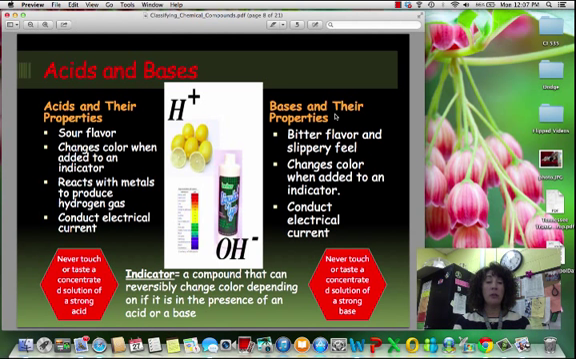They react with metals, and they will actually produce hydrogen gas, and they conduct electric current. Now, of course, never touch or taste a concentrated solution of strong acid, which of course is why I keep all of those types of things locked up.